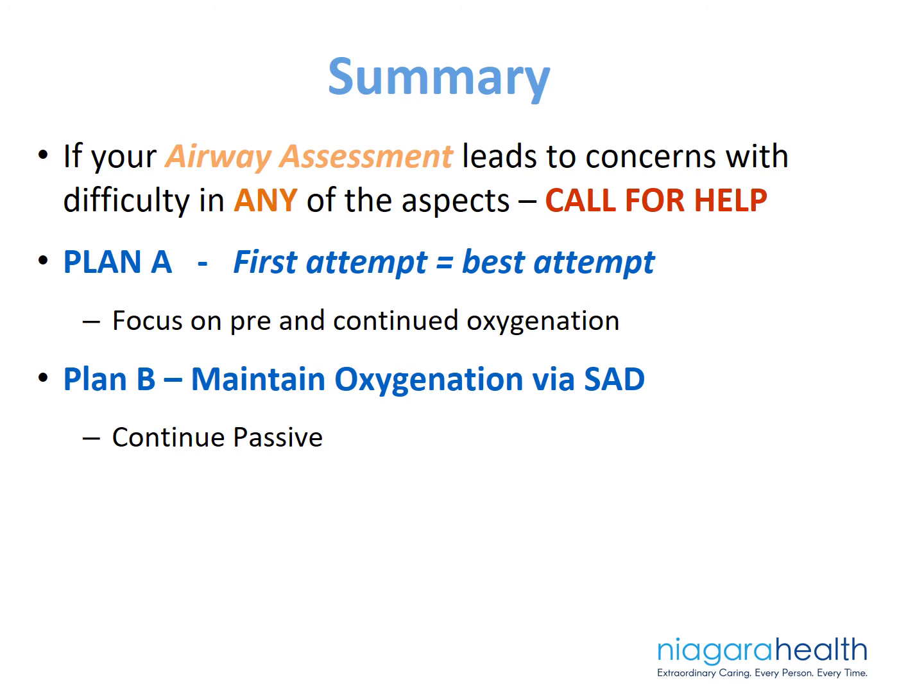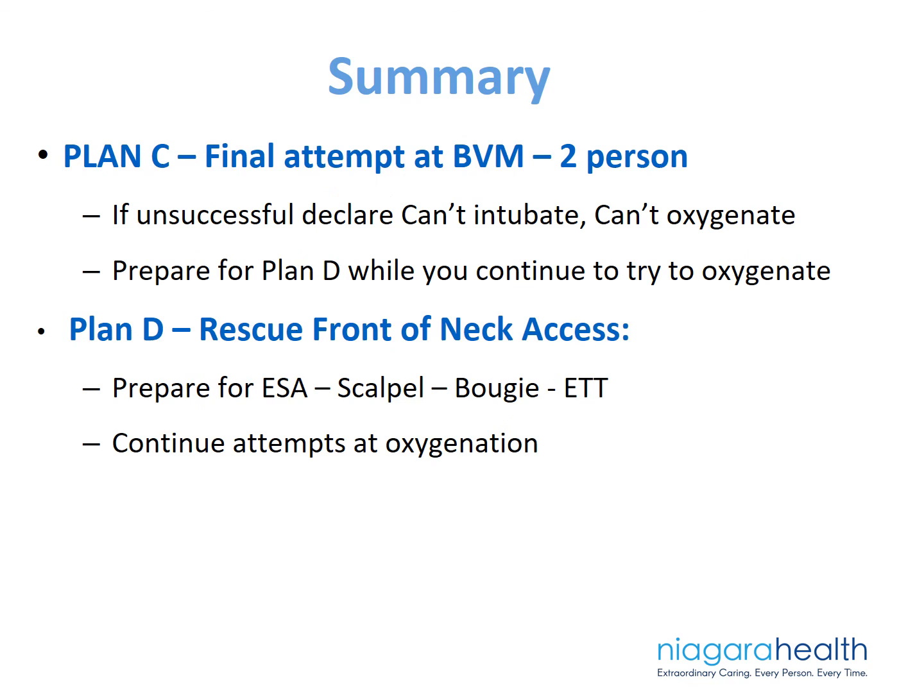And then when you are moving down our pathway, Plan A, make your first attempt your best attempt, with focus on pre-oxygenation, continued oxygenation of the patient, video laryngoscopy or direct laryngoscopy. If you fail, then you must declare a failed intubation, move on to Plan B, which focuses on oxygenating the patient through the insertion of a supraglottic airway device while passive oxygenation is maintained through nasal cannula. Plan C is our final attempt at bagging the patient using a two-person technique, an oral airway, with the addition of paralysis if we haven't been able to get oxygen into the patient, in case the level of obstruction is at the vocal cords.